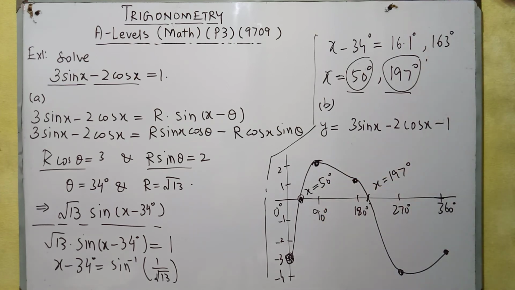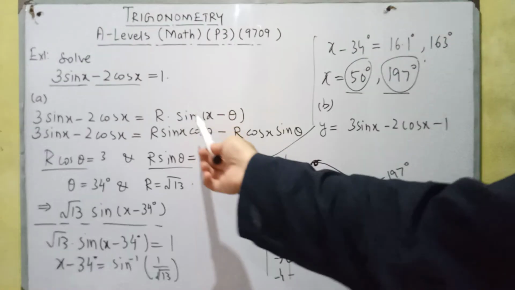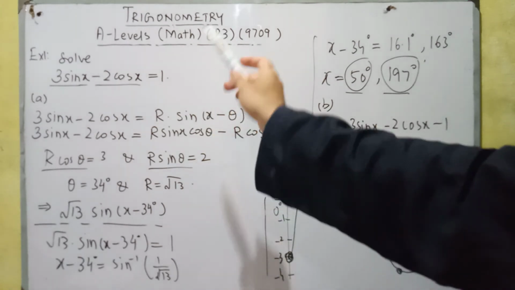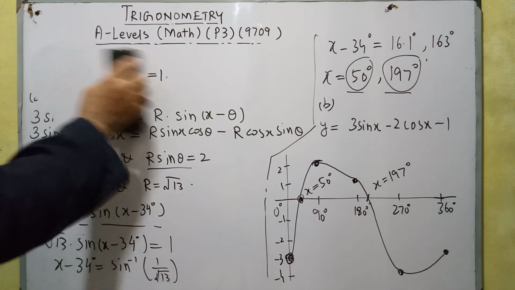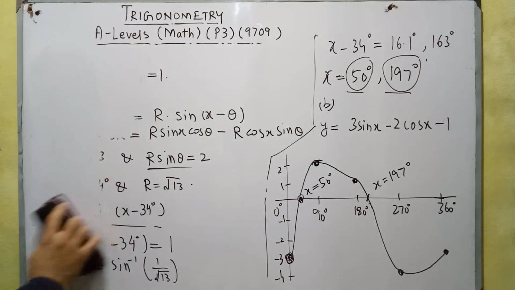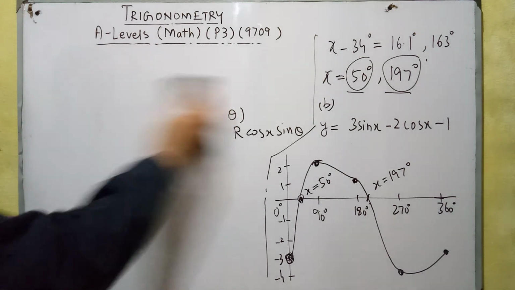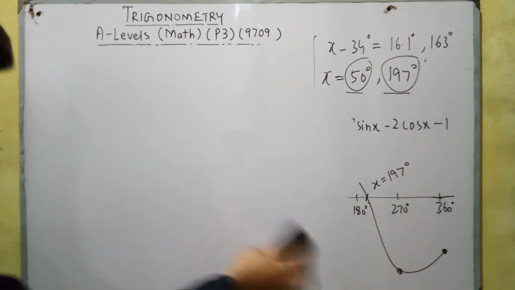So in this question we have revised three concepts. We have revised the conversion of this function into this function, secondly we have revised the solution of a trigonometric equation, and we have revised the graphical solution of a trigonometric equation. Up next we have a very important question. This will be our final question. After that we are going to wind up this video.